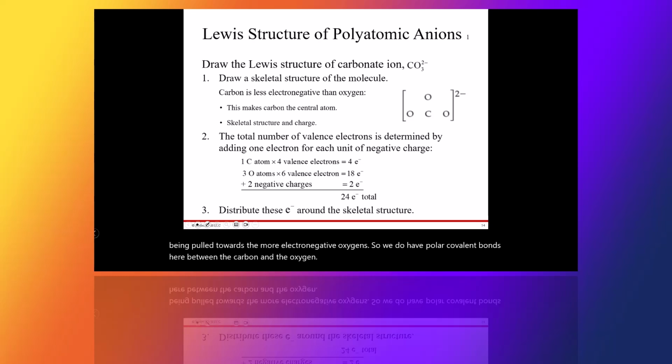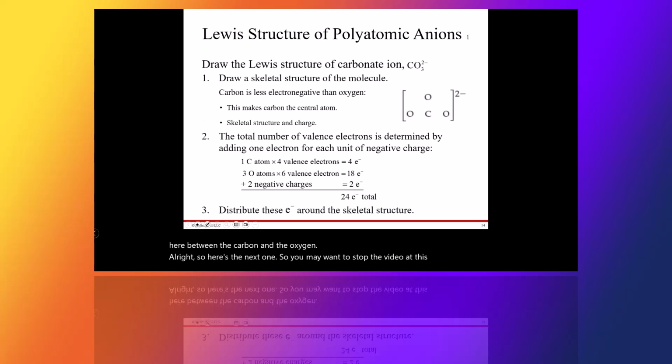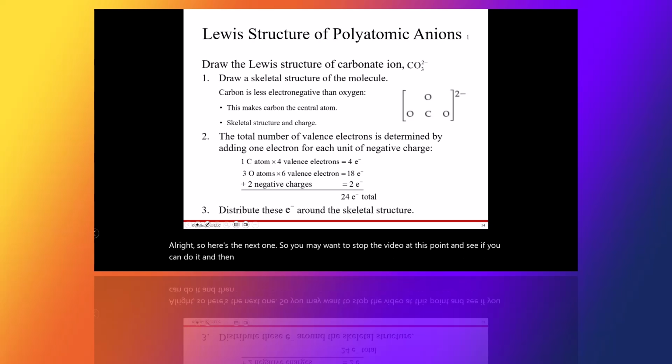All right, so here's the next one. So you may want to stop the video at this point and see if you can do it, and then go through the slides to make sure that you can do it correctly.